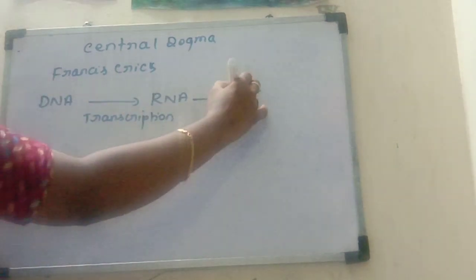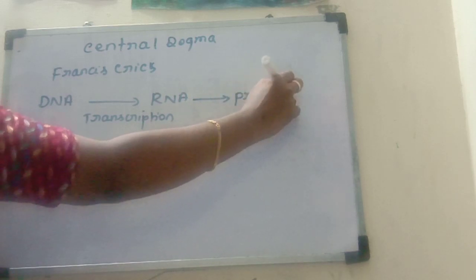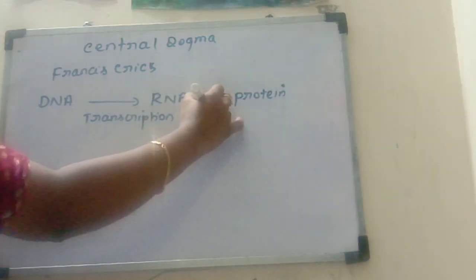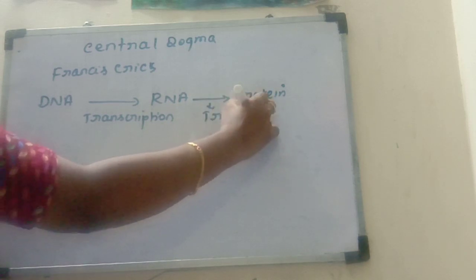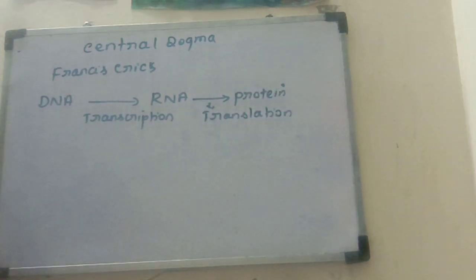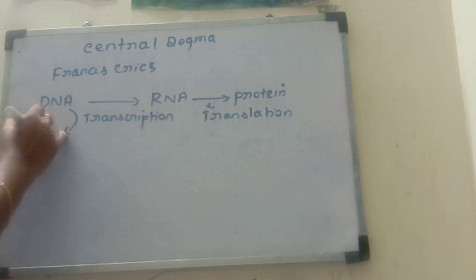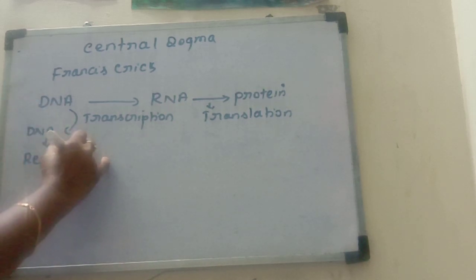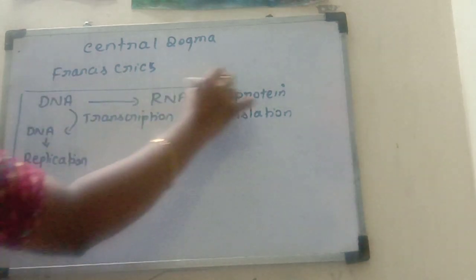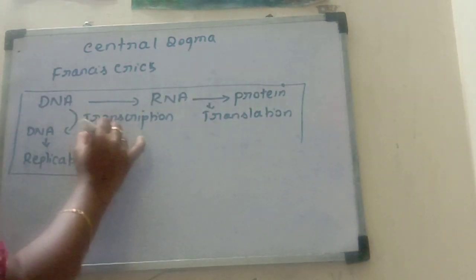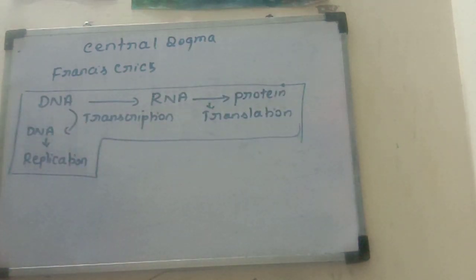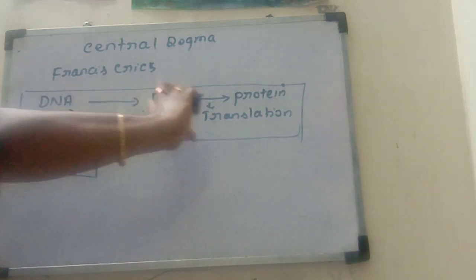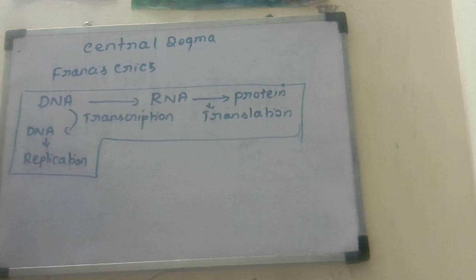Now from the RNA, finally it is expressed in the form of protein. That process, RNA to protein, is known as translation. One more thing, DNA to DNA, copying of DNA, is known as replication. So this is the central dogma of molecular biology. What is the flow of genetic information? DNA to RNA, RNA to protein. So it explains the unidirectional flow of genetic information.